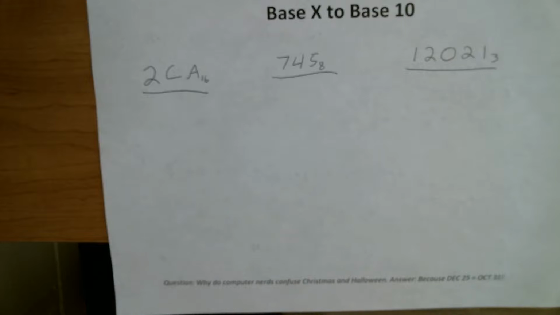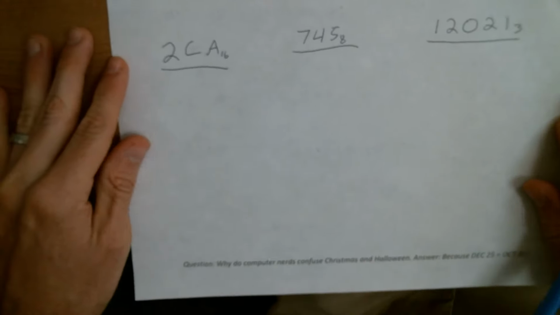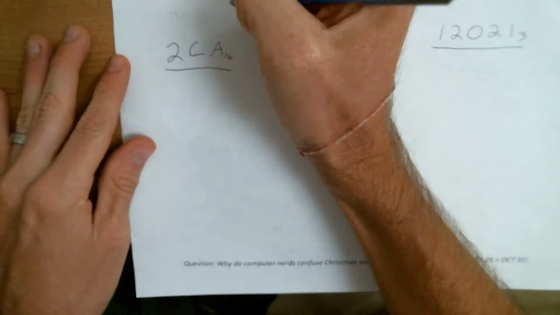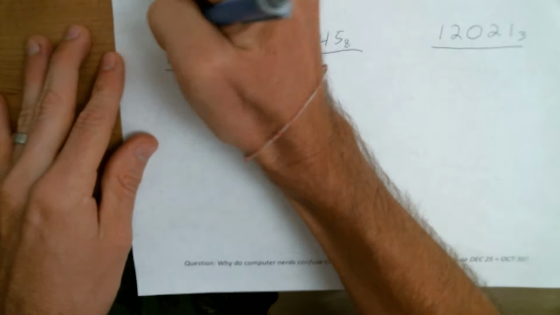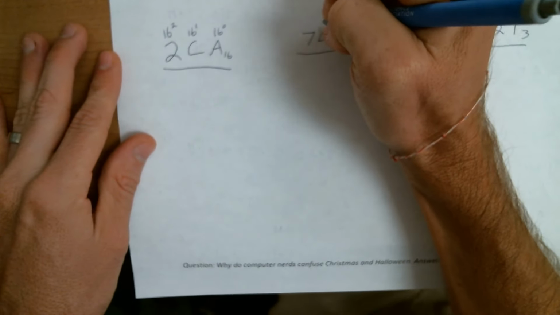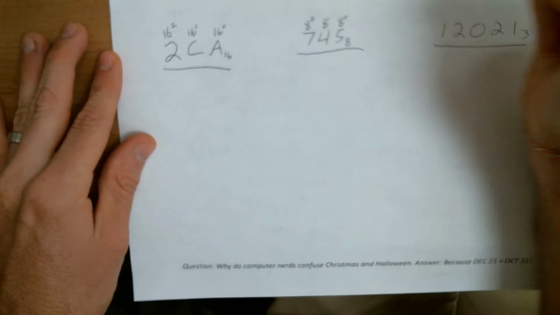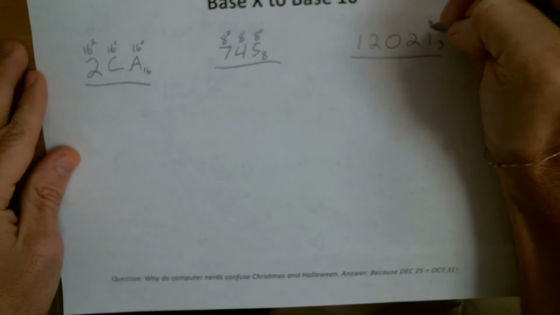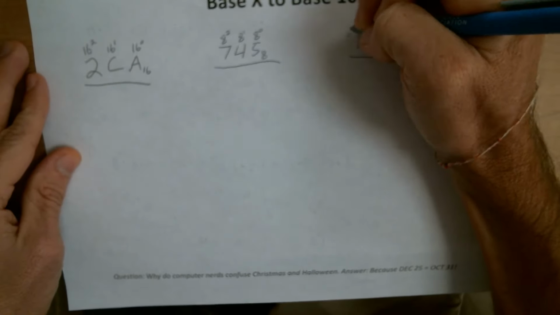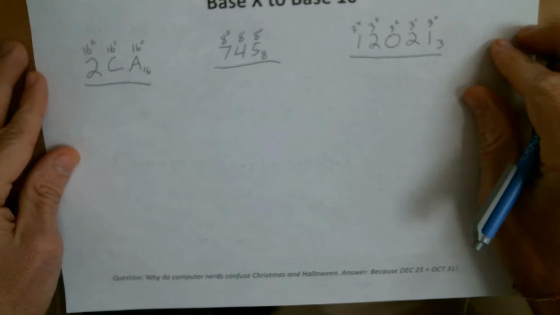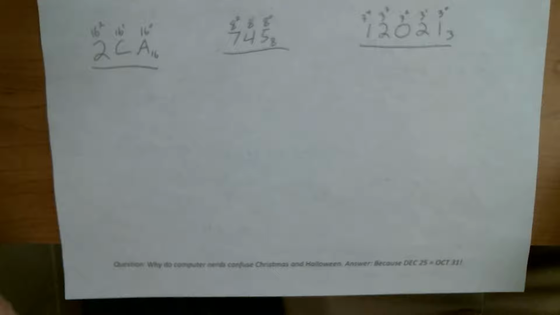All right, so here's where, again, pause the video, give it a shot. I'm going to now put the answers down, but hopefully you tried these on your own instead of just watching the video. So again, it can sometimes be helpful to just think about the places. So this is 16 to the 0. This is 16 to the first. This is 16 squared. This is going to be 8 to the 0, 8 to the first, 8 squared. And then this is going to be 3 to the 0, 3 to the first, 3 squared, 3 cubed, and then 3 to the 4th. All right. And then it's just a matter of multiplying these out.